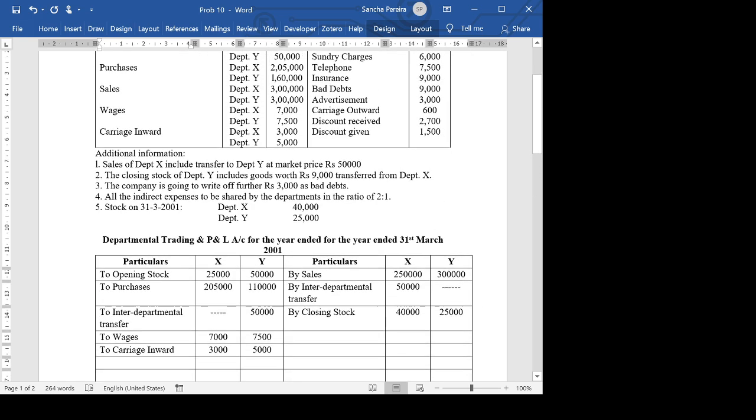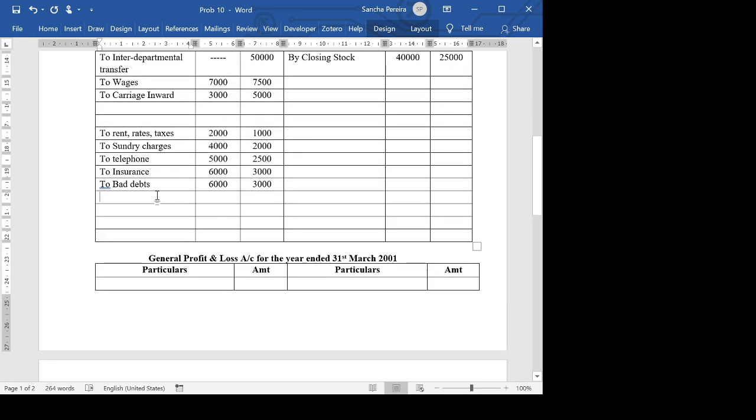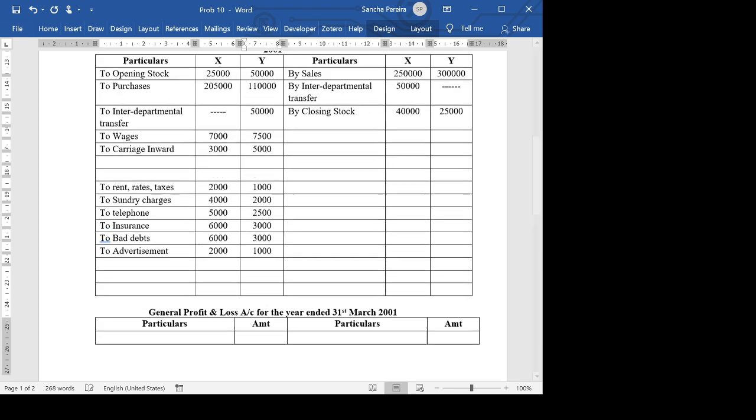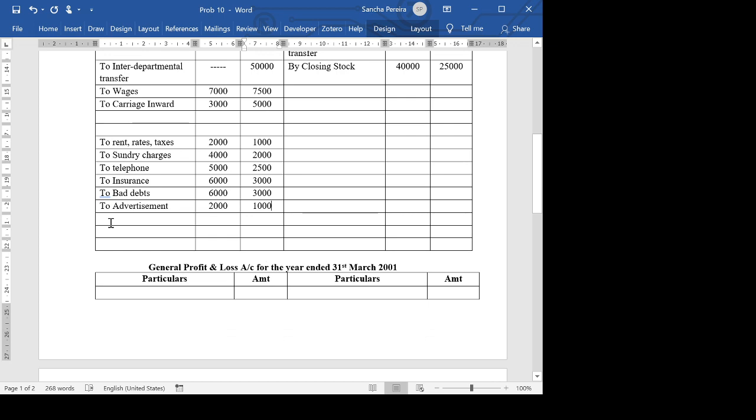Then we also have advertisement 3,000. Advertisement 3,000, which will be 2,000 and 1,000. Then there is carriage outward 600. To carriage outward 600, which will be 400 and 200.